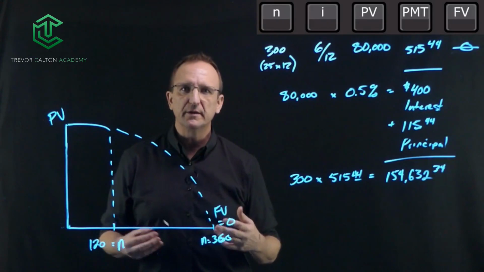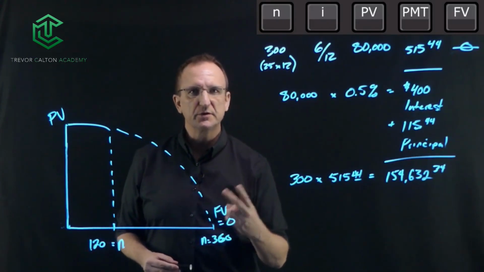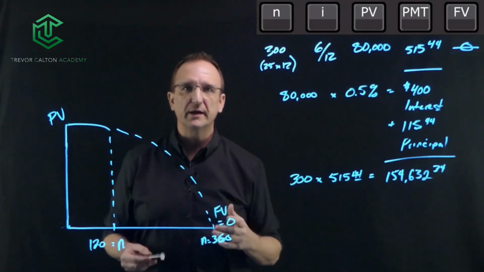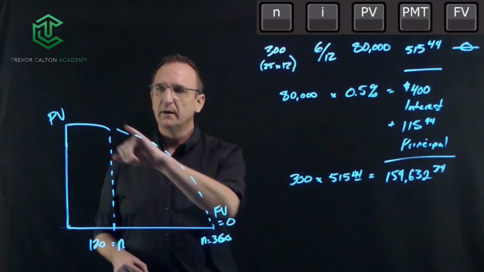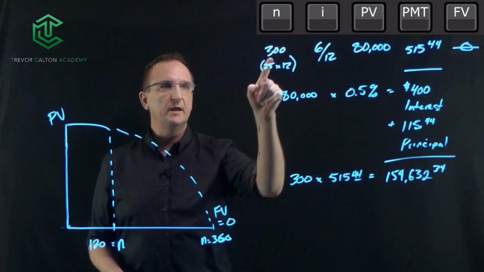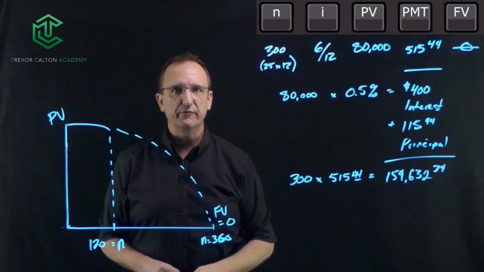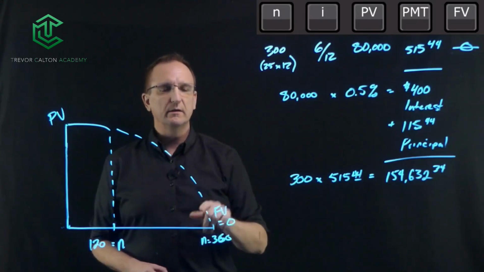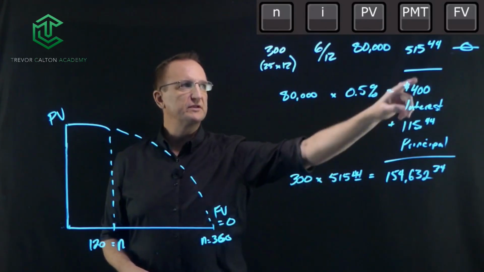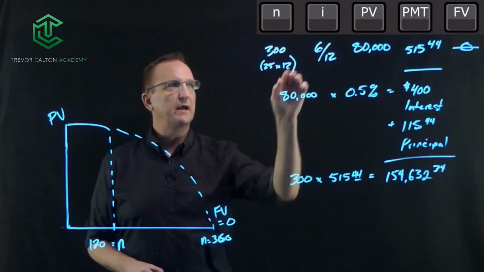So finding the balance at any point along the life of a loan is really easy. It's just a two-step process. The first thing you do is you calculate the fully amortizing payment. We've done that already. And that says that the future value is going to be 0 when N equals 300. And that's at a payment of $515.44. But we can find the future value at any point along that line once we've established the curve. And the curve is the fully amortizing payment at that interest rate.